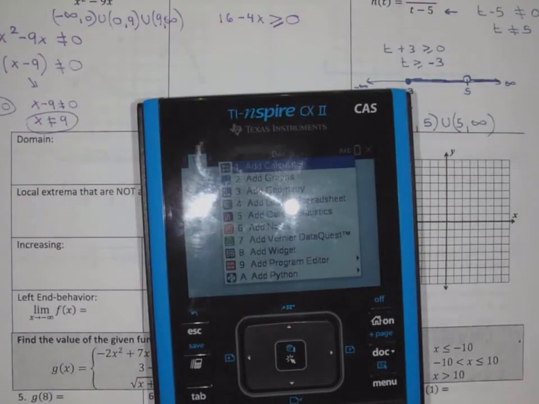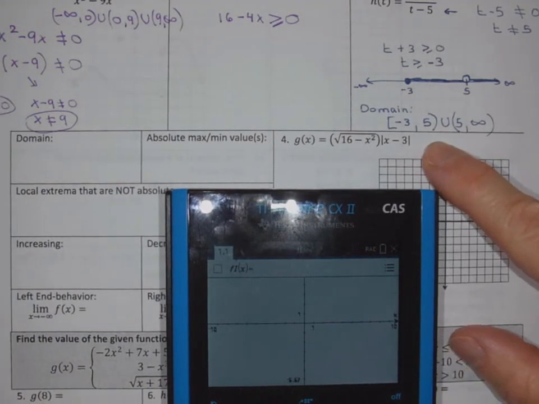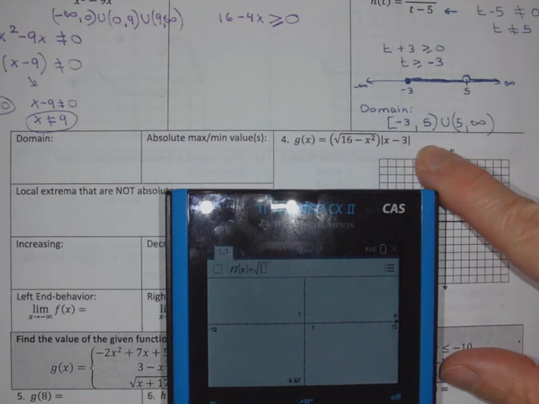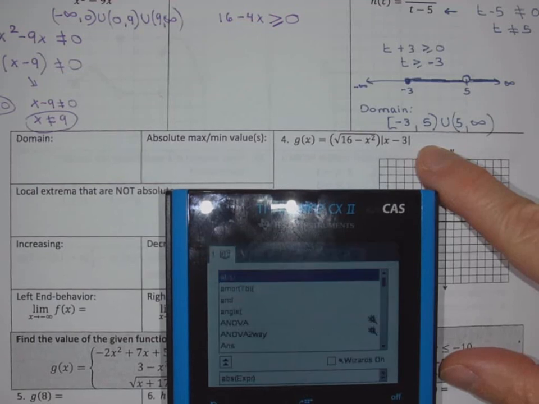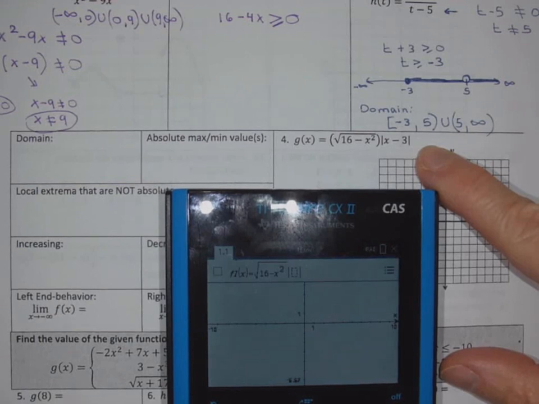Okay, so I'm going to graph it. And I want to graph the square root of 16 minus x squared, and that technically should be a half circle, right? And I'm getting out of my root, and I want to multiply that by the absolute value of x minus 3. Okay, so I'm checking always to make sure I wrote down the correct thing, and I did, so enter. And there is my graph.